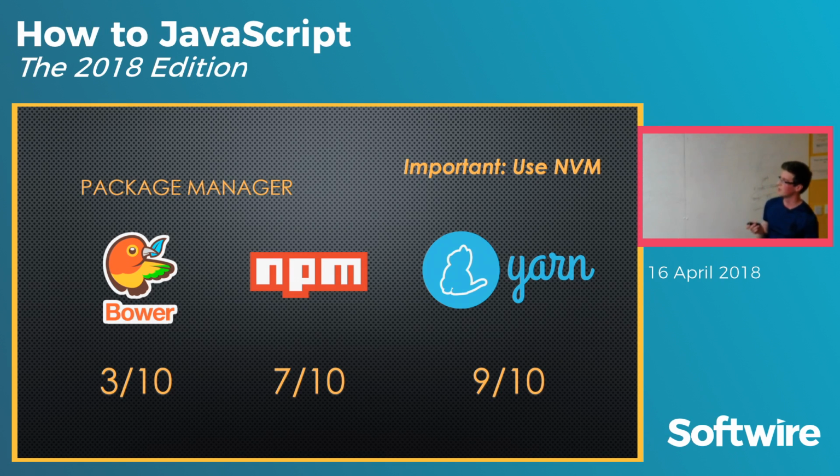Also, if you're using Node, use NVM, Node Version Manager. That way you can use multiple versions of Node for different projects, because likely you'll need to run a legacy project at some point. It's useful being able to transfer your version quickly.